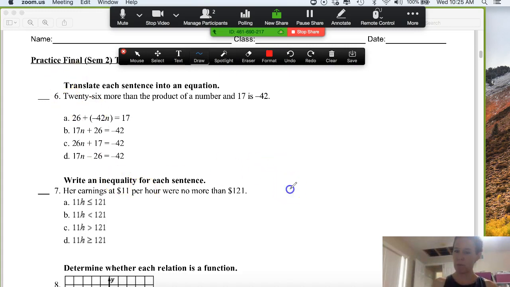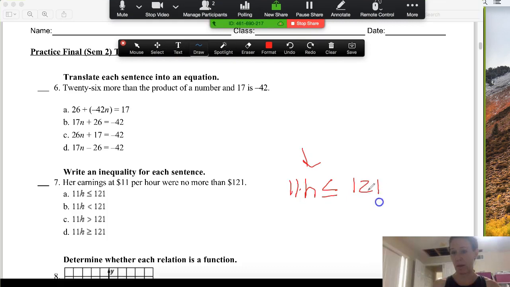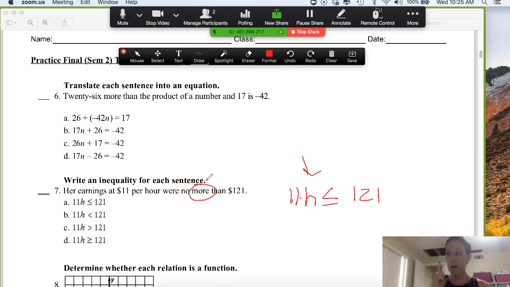$11 per hour. So you would do $11 times the number of hours you worked. Say you worked 5 hours or 7 hours. Every week it might be different. So you put a variable there to represent the number of hours you worked. Her earnings were no more than. So that means if these are her earnings, no more than means it has to be less than or equal to 121. Now, a lot of students hear more and they think greater than, but it says no more than. So that means it has to be less than. This word is telling, right?